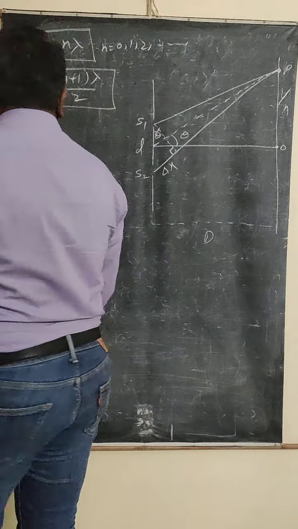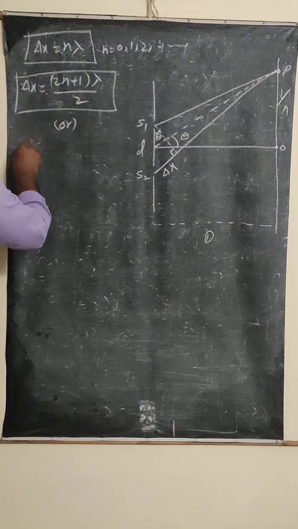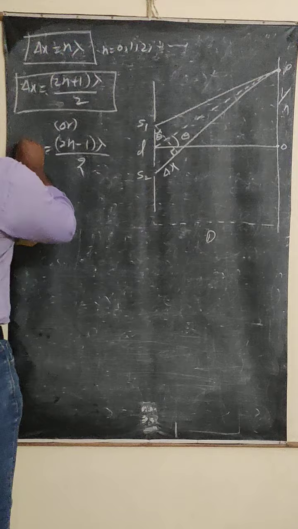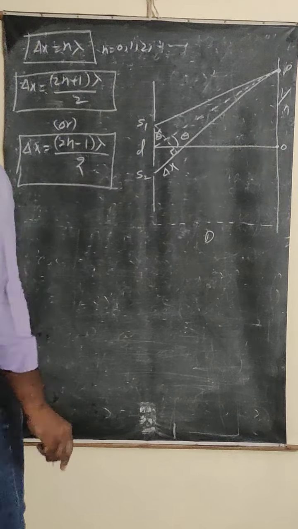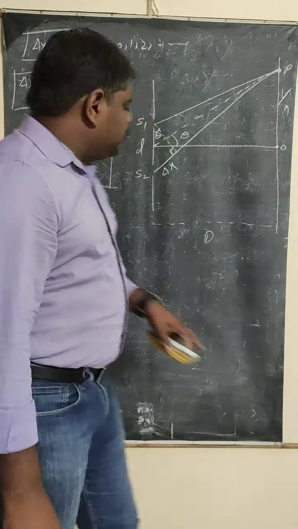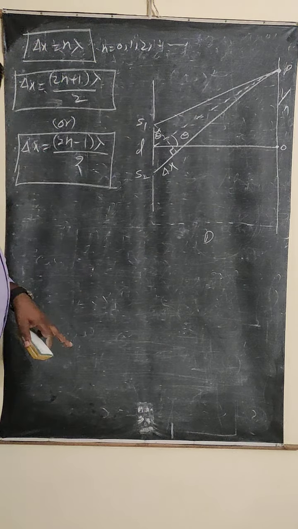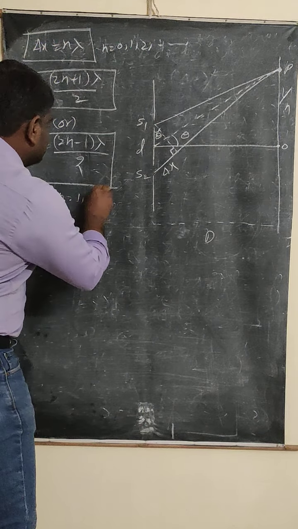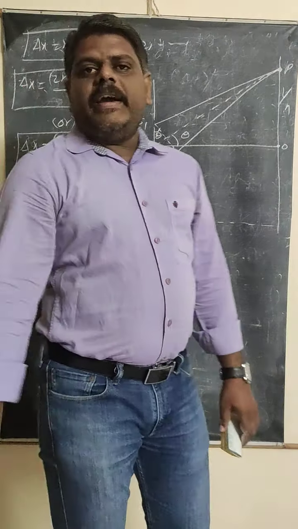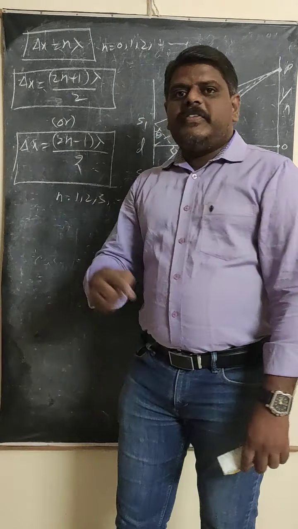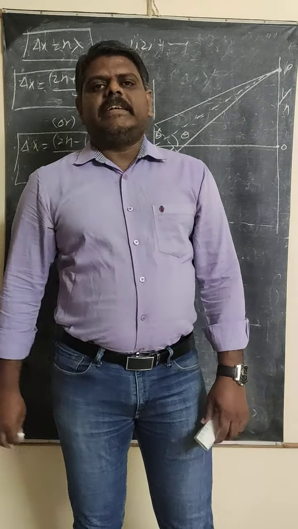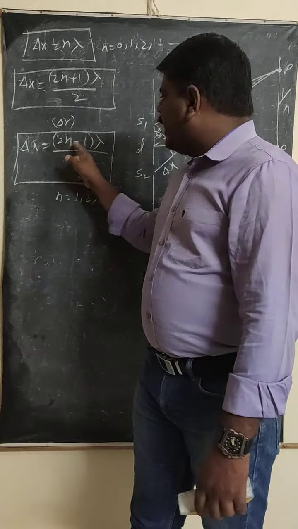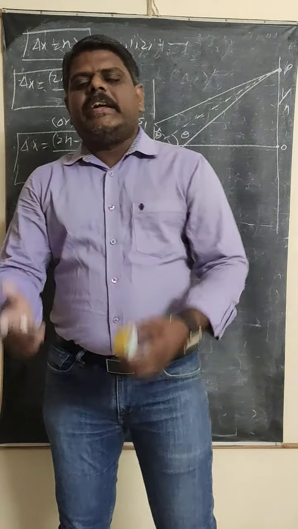What is the other condition? The dark band condition, Δx equals (2n − 1) λ/2. When you use this condition, the n values start from 1, that is n equals 1, 2, 3 and so on. If you take this condition and the problem says second dark band, then you can directly take the second dark band. Because if you take n equals 2, 2 into 2 is 4, 4 minus 1 is 3, 3 λ/2. So again you get the same result.